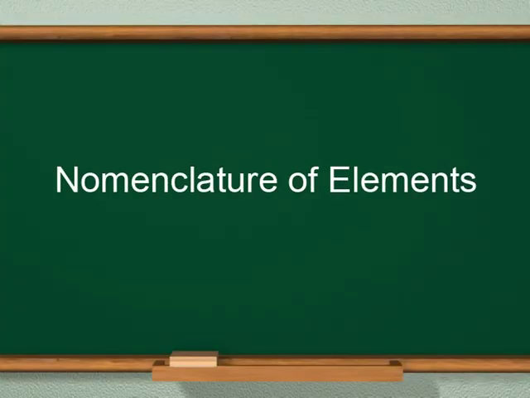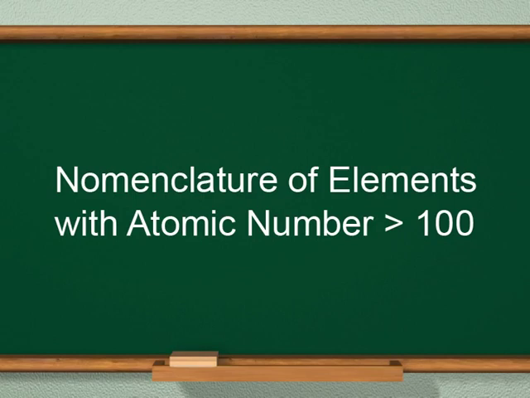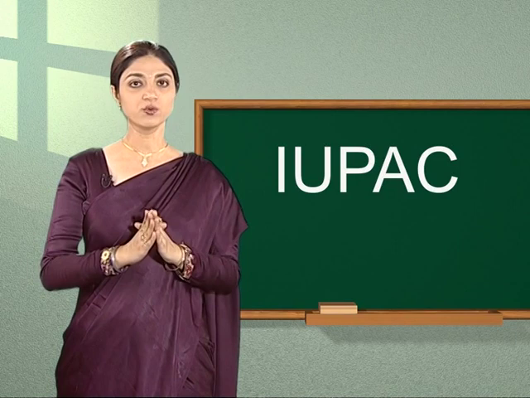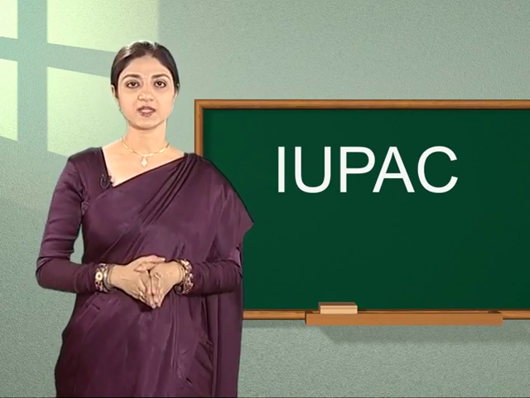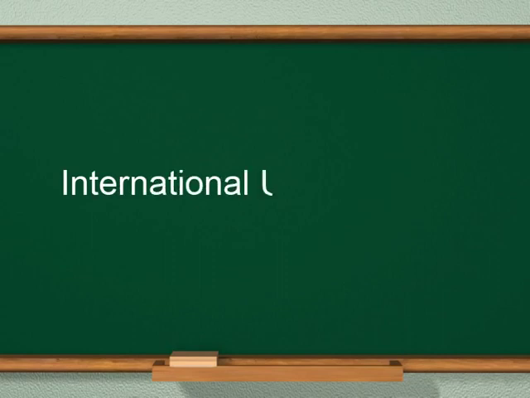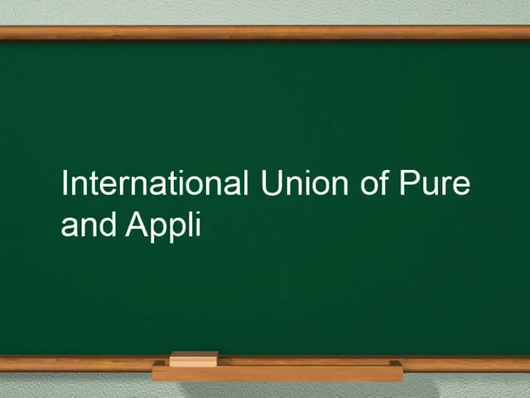Nomenclature of elements with atomic number more than 100. The naming of elements with atomic number more than 100 has been done by applying IUPAC rules. IUPAC is an organization named as International Union of Pure and Applied Chemistry.